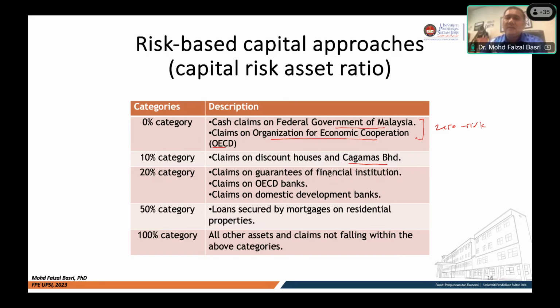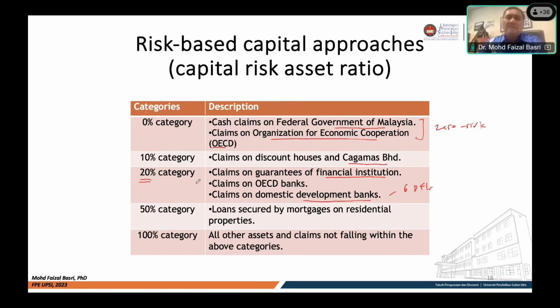Okay, so guarantees of financial institution ni from domestic, so maknanya all the commercial banks contohnya masuk dalam kategori ni. Kalau dia put their money in these local banks, contohnya, ataupun banks from OECD, or even development banks. Okay, remember development banks yang kita ada 6 BFIs, financial institutions. So if they put their money ataupun they purchase assets from this institution, dia masuk dalam 20% category. Okay, so still considered quite low risk jugalah.